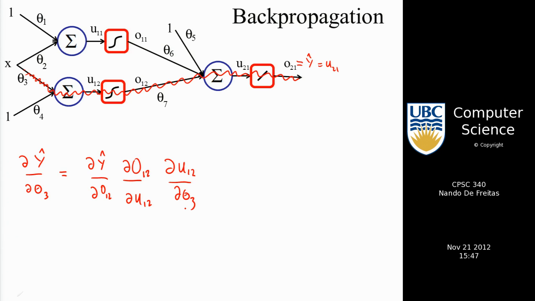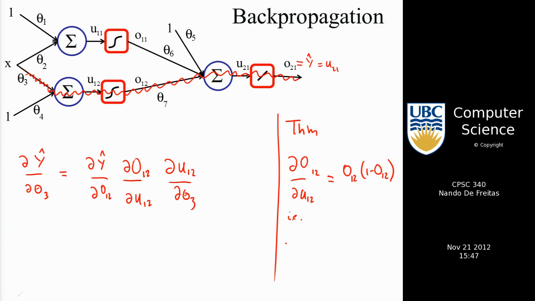This is backpropagation. If you want to compute a derivative, you need to follow the path from the output to the parameter by doing the chain rule. So the picture, the graph, it just allows you to see visually what it is. It's just a tool to help you with the chain rule. And so what is this equal to? I'm going to put here a simple theorem. The derivative of output 1,2 with respect to u1,2 is equal to output 1,2 times 1 minus output 1,2. i.e., the derivative of 1 over 1 plus e to the minus x with respect to x is equal to 1 over 1 plus e to the minus x times 1 minus 1 over 1 plus e to the minus x.